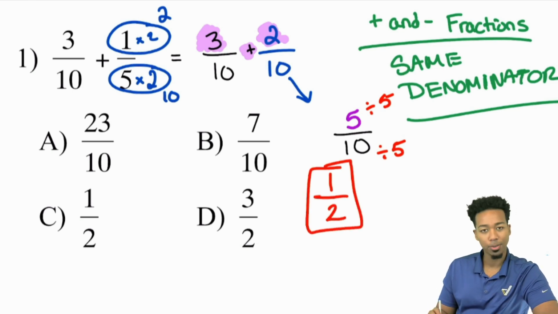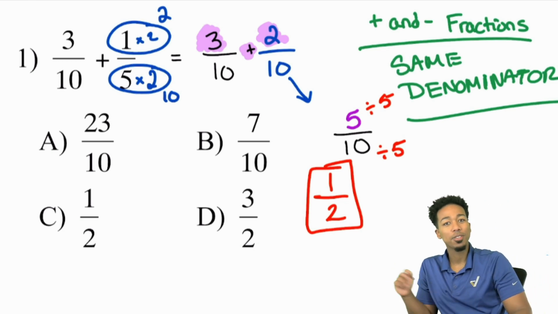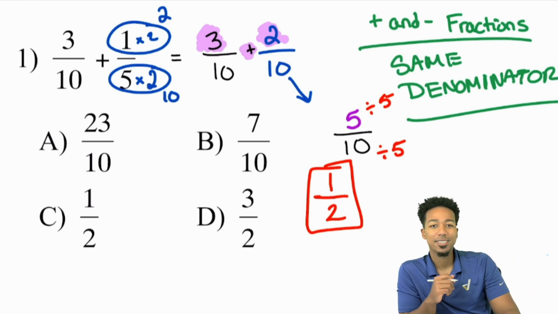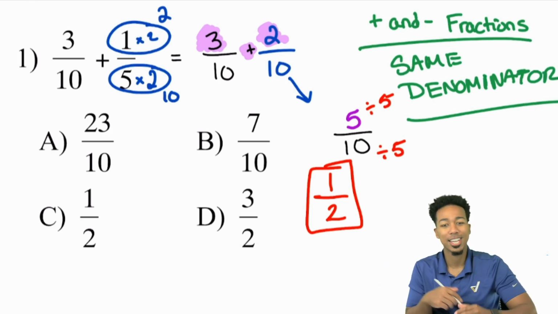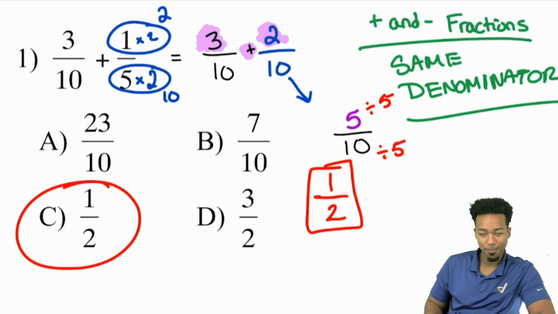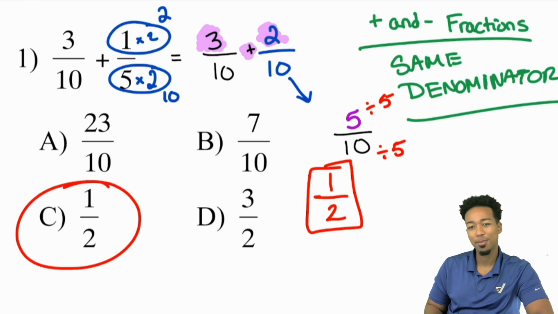And my party people, this should make sense. This should make sense because think about it like this. 5 is half of 10. 1 is half of 2. These fractions are literally the same thing. 1/2. Let's take care of number 2 now. Let's go ahead and move forward.